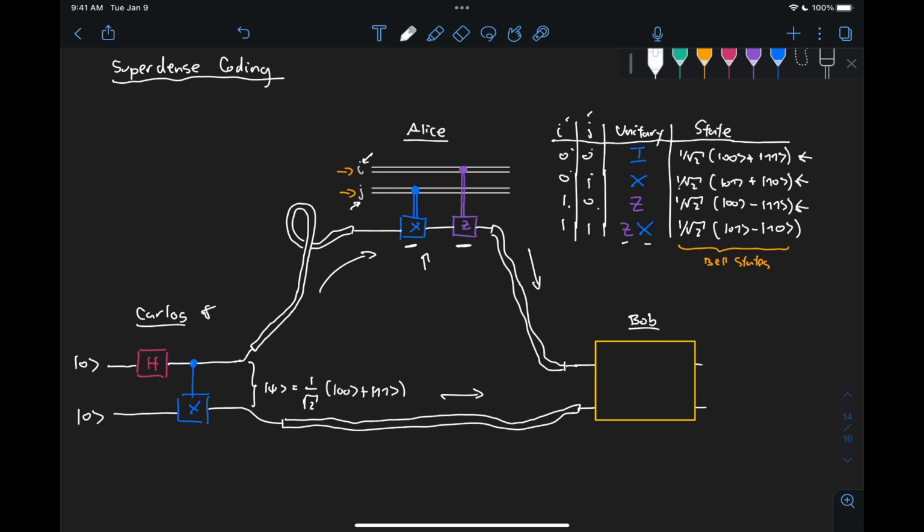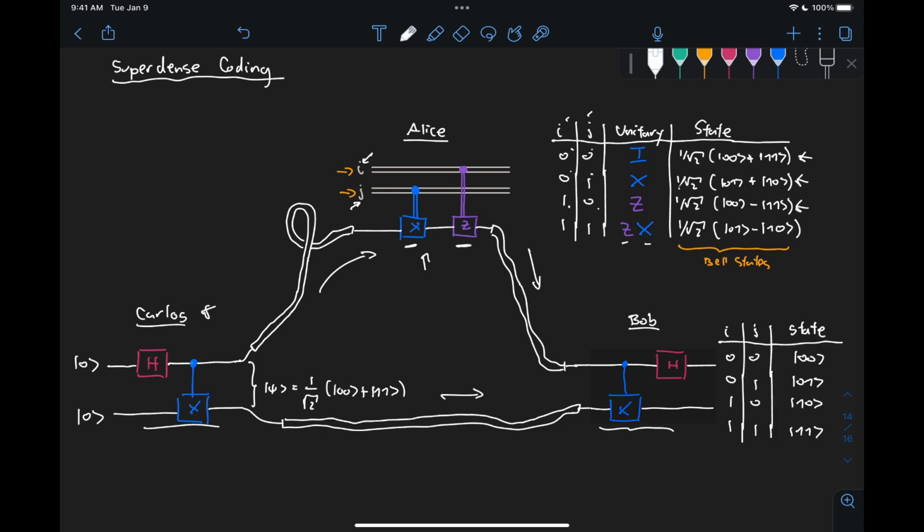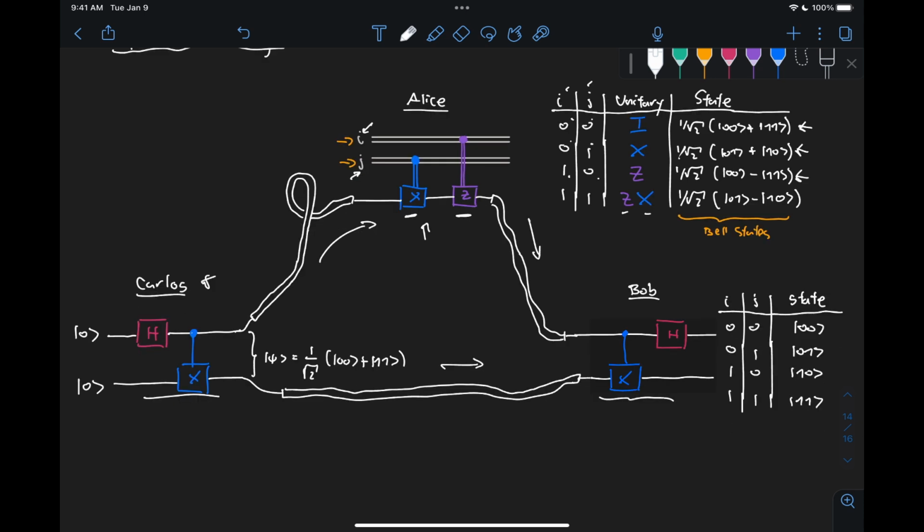Now, if Bob performs the decoding of these 4 possible Bell states by just applying the reverse of the circuit that was used to prepare the original Bell state, that results in a state that matches the classical bits that Alice had encoded. So Bob gets state 0,0 if Alice had 0,0, and then 0,1 if Alice prepares 0,1, and so on. Now in this problem, we're asked to do the same thing, but for 3 classical bits.